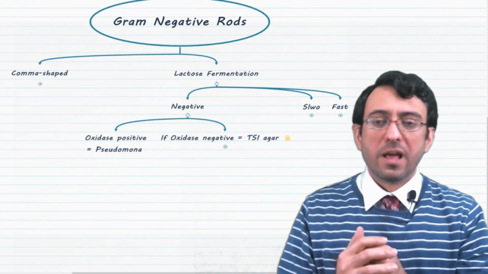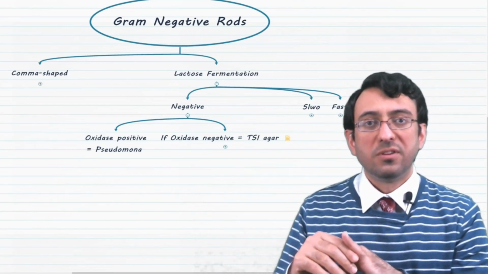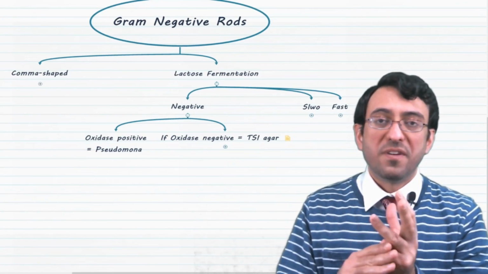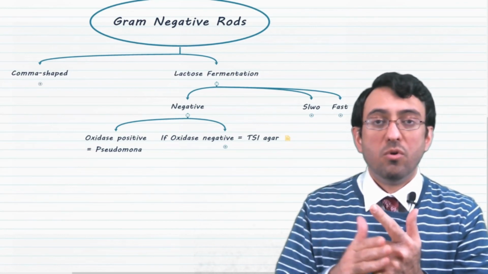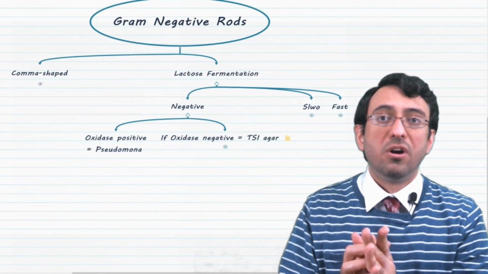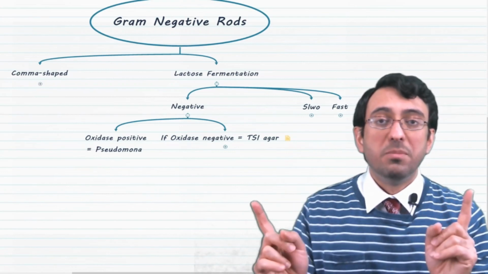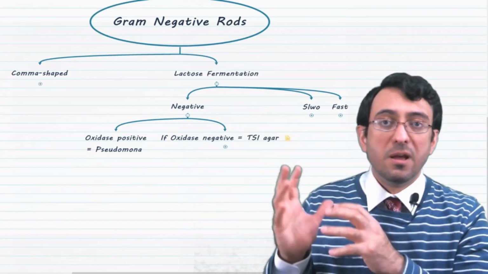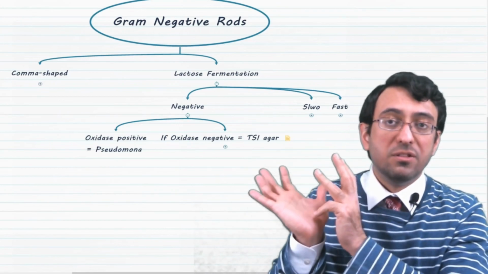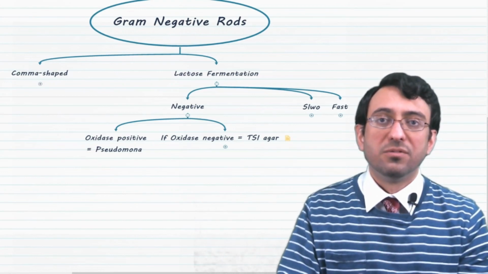So once more, remember the whole algorithm. If you have gram-negative rods, figure out if they are comma-shaped. If they are comma-shaped, it's H. pylori, Campylobacter, Helicobacter. If they are not comma-shaped, figure out if they are fast lactose fermenter, slow lactose fermenter, or non-lactose fermenter. If they are non-lactose fermenter, apply TSI agar and the oxidase test to figure out if they are Pseudomonas, if oxidase positive, or if they belong to the SHIPS. If they are motile and produce gas, they are Proteus and Salmonella. If they don't, they are Shigella and Yersinia. And that is the gram-negative rods. Thank you.